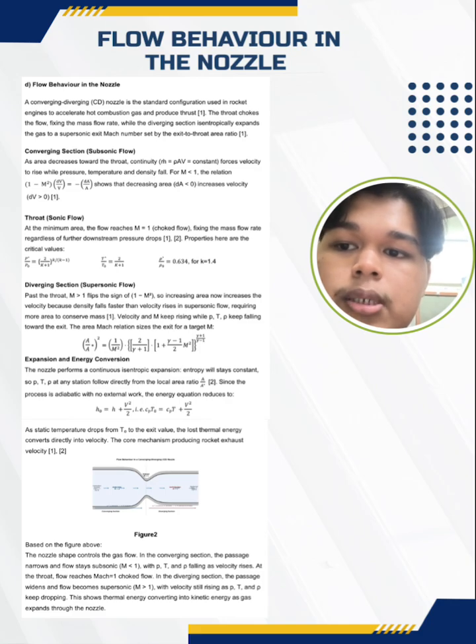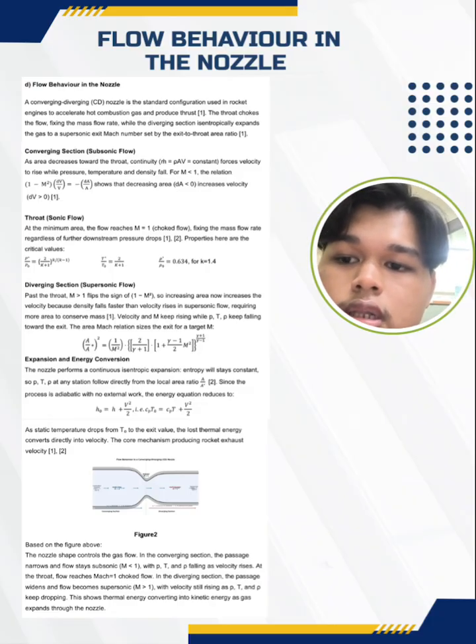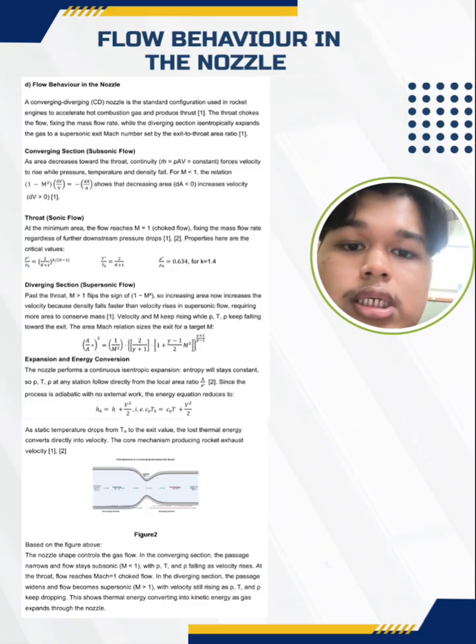After the throat, the pipe gets wider again. This is the diverging part. Here, the gas is now supersonic, faster than sound. Interestingly, in this part, making the area bigger actually makes the gas go even faster. Overall, the nozzle turns the gas heat energy into speed. That's how rockets get their thrust.